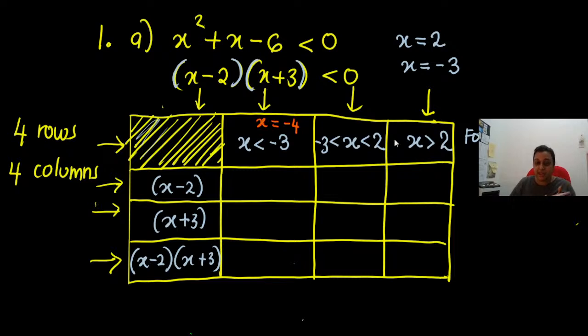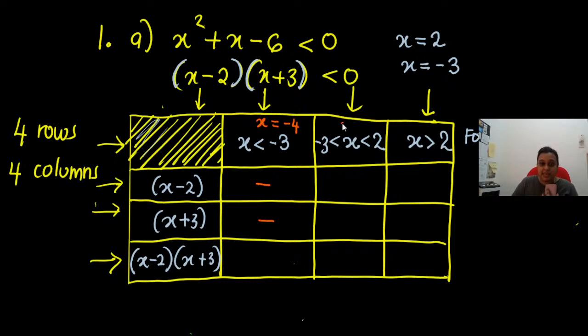You get -6, right? So here you will get a negative value. You just put negative. Don't put -6, just put the sign only. So you put negative. Then -4 plus 3, substitute into the second one. -4 plus 3, you get a negative value also. Okay, finish.